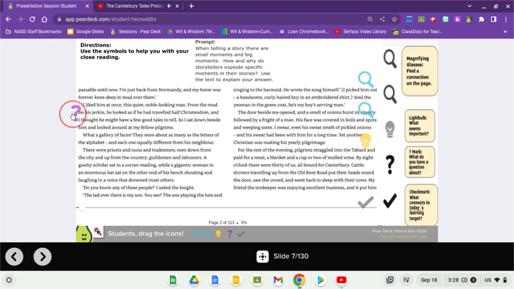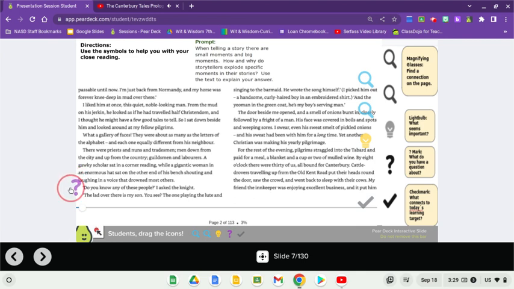From the mud on his jerkin, he looked as if he had traveled half Christendom, and I thought he might have a few good tales to tell. So I sat down beside him and looked around at my fellow pilgrims. What a gallery of faces! They were about as many as the letters of the alphabet, and each one equally different from his neighbor. There were priests and nuns and tradesmen, men down from the city and up from the country, guildsmen and laborers. A gawky scholar sat in a corner reading, while a gigantic woman in an enormous hat sat on the other end of his bench, shouting and laughing in a voice that drowned most others.